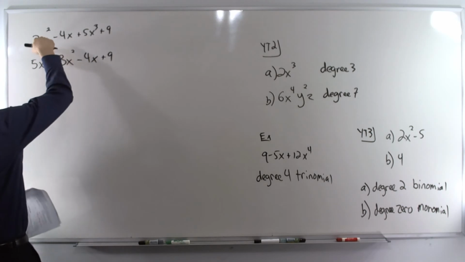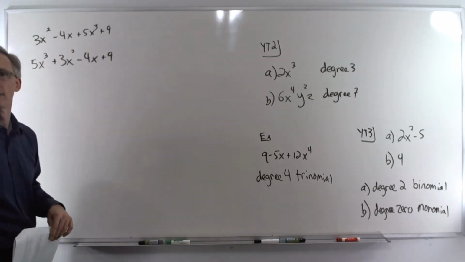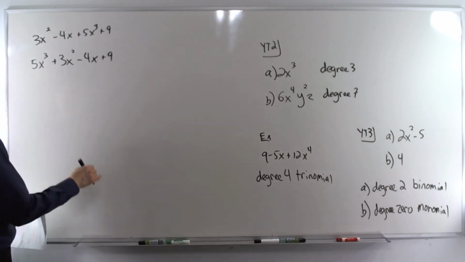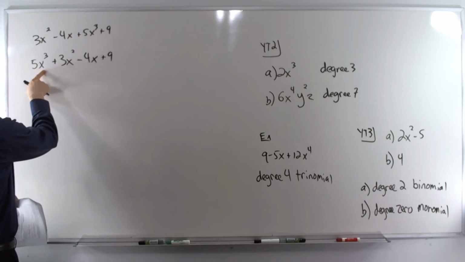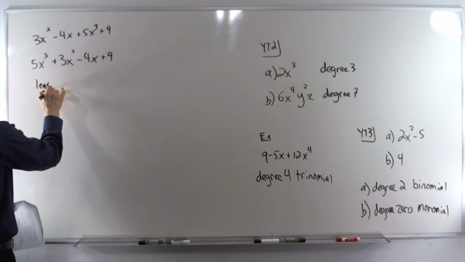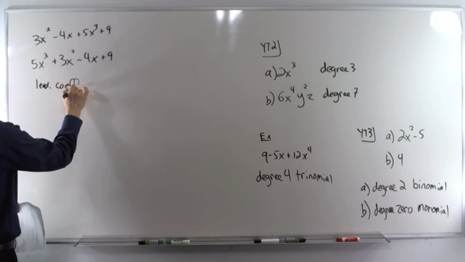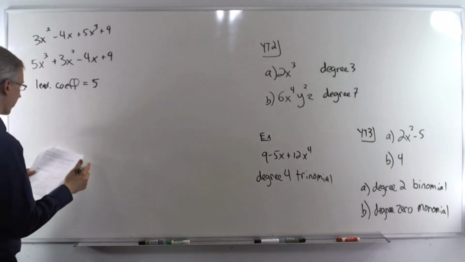All right, now we've got powers 3, 2, 1, 0. So as long as you're going down the whole way, you're in descending powers. So it's degree 3. We got a 5 on the highest degree term. So leading coefficient equals 5. Your turn, number 4.